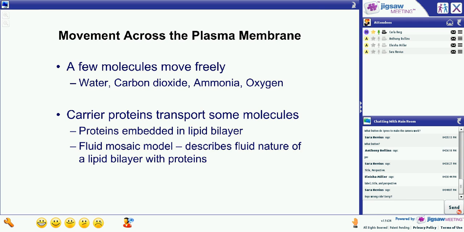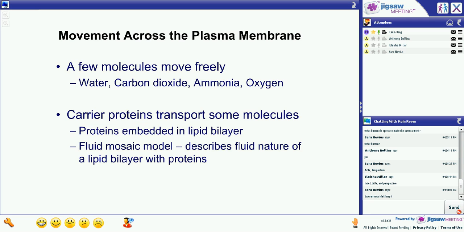And some molecules need help to get across the plasma membrane. The molecules that need help use carrier proteins. And the carrier proteins transport the molecules through the plasma membrane. Most of the time, these proteins are embedded in the lipid bilayer, and they form almost like channels through the plasma membrane.